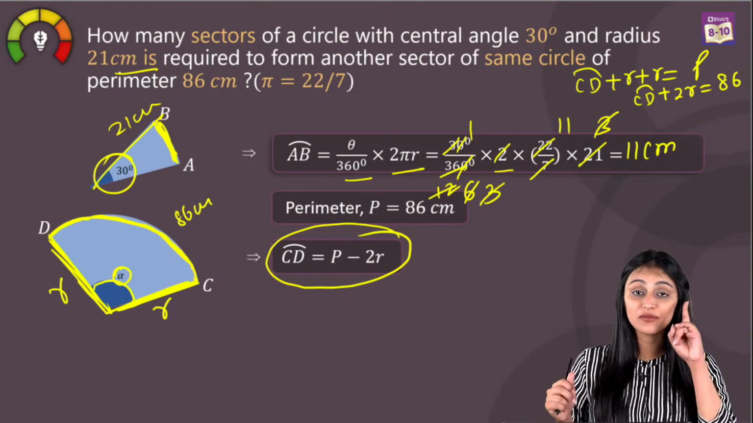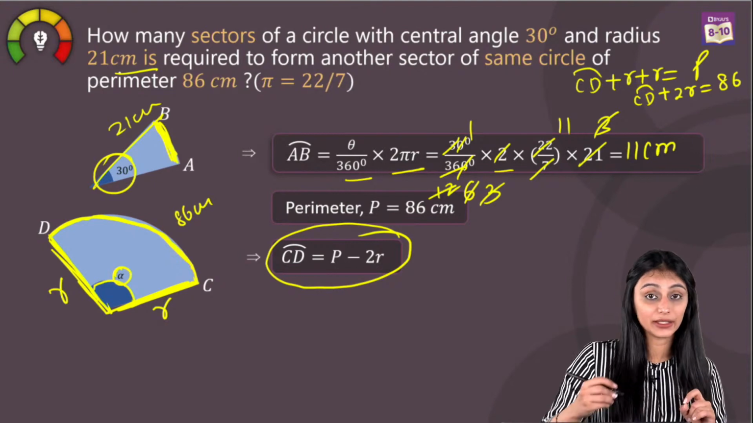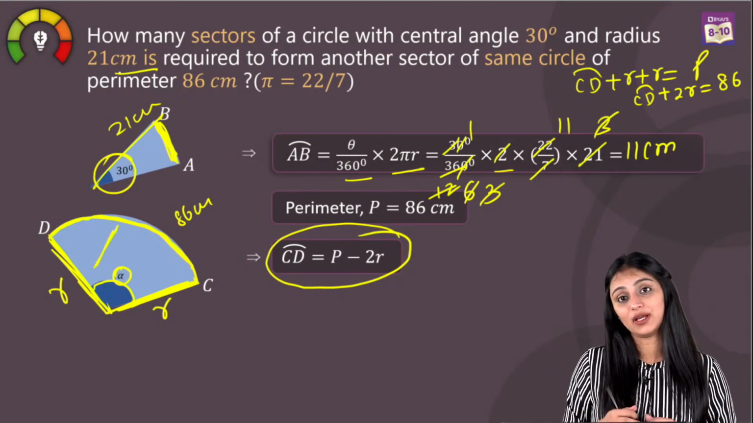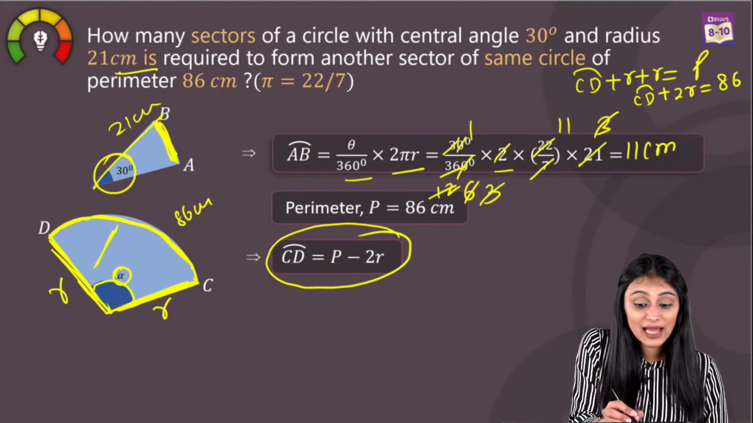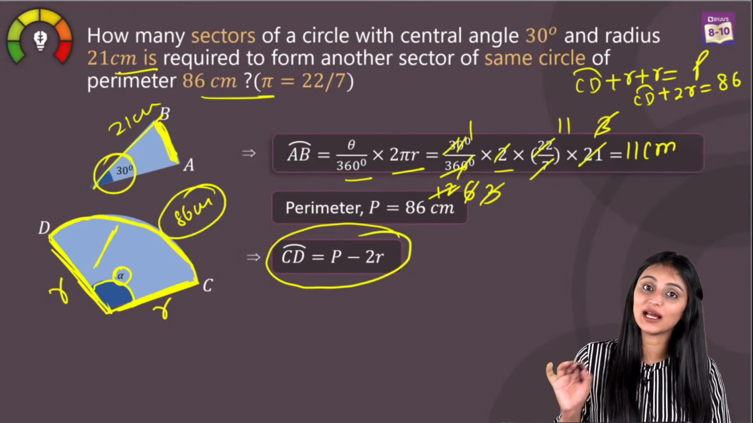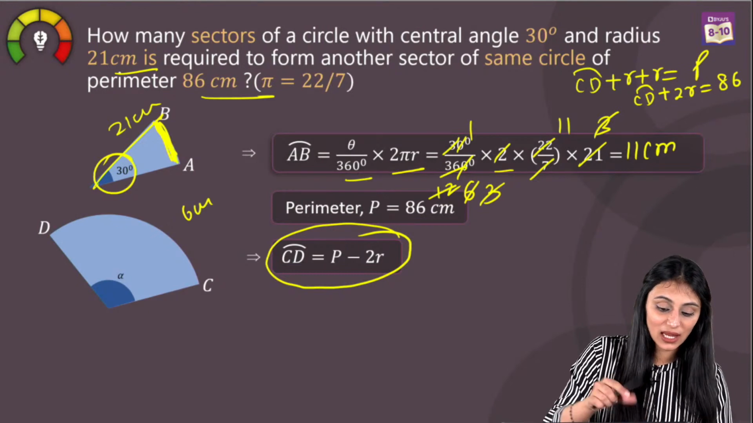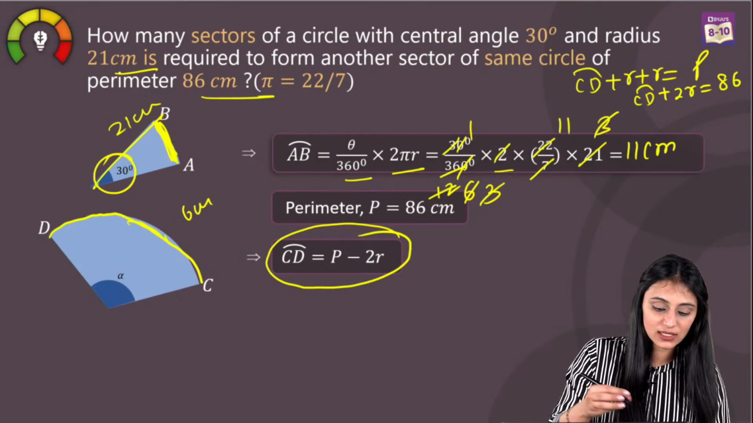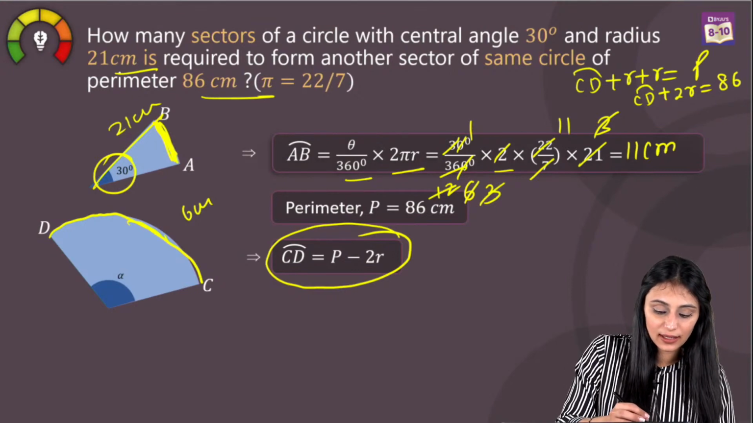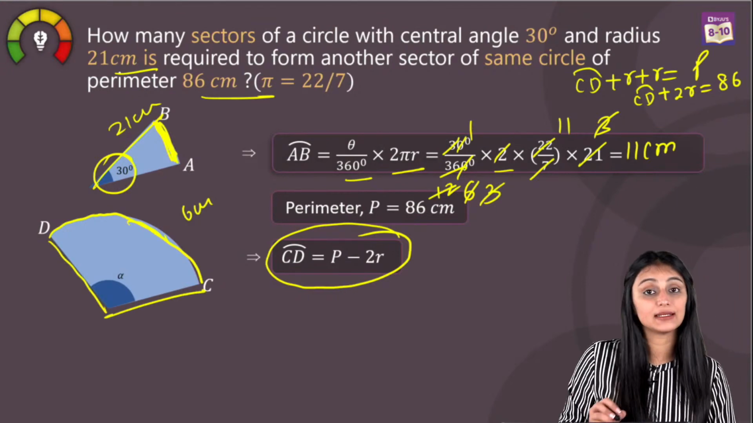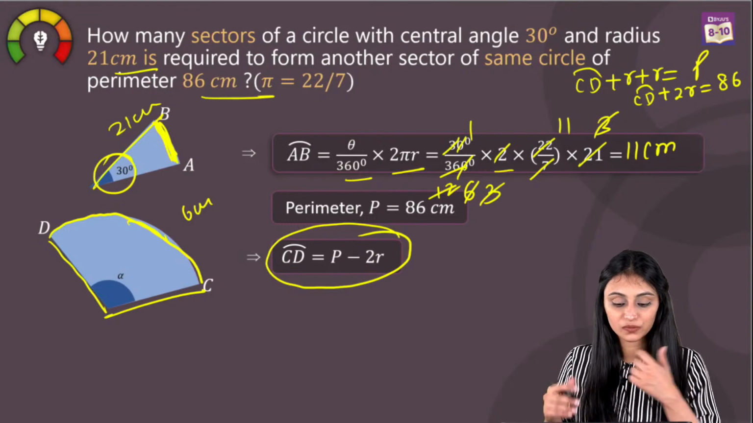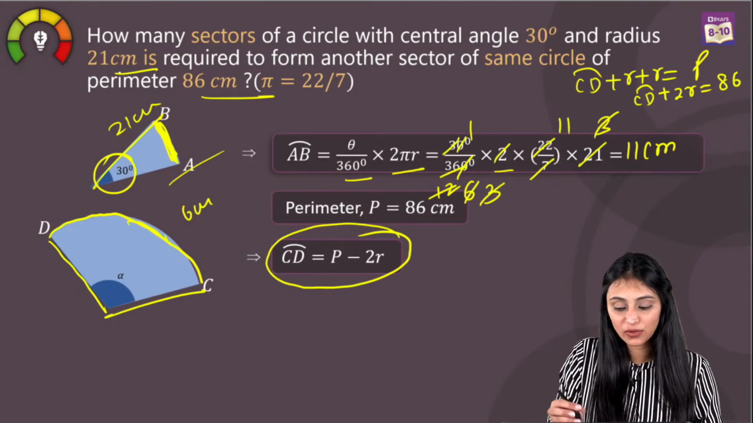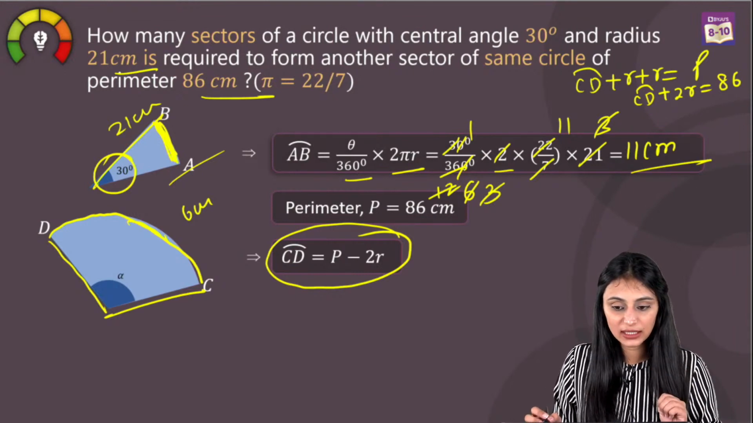So what we are doing here is, first we are talking about this one sector, right? How many such sectors this can have, that we need to find out. But it has a perimeter of 86 centimeters, which is given to us. By perimeter, I'm talking about this entire thing. This sector has a perimeter of 86. First I'll get the value of AB, the length of arc, which is 11 centimeters.